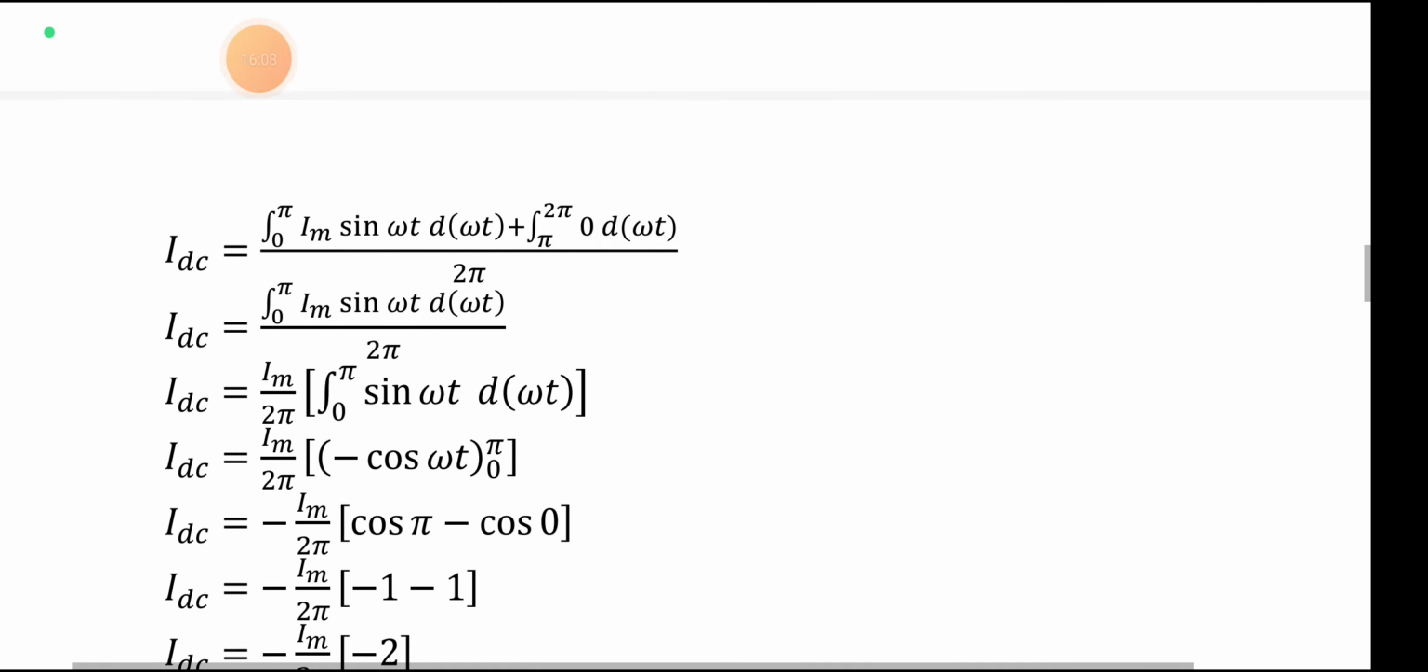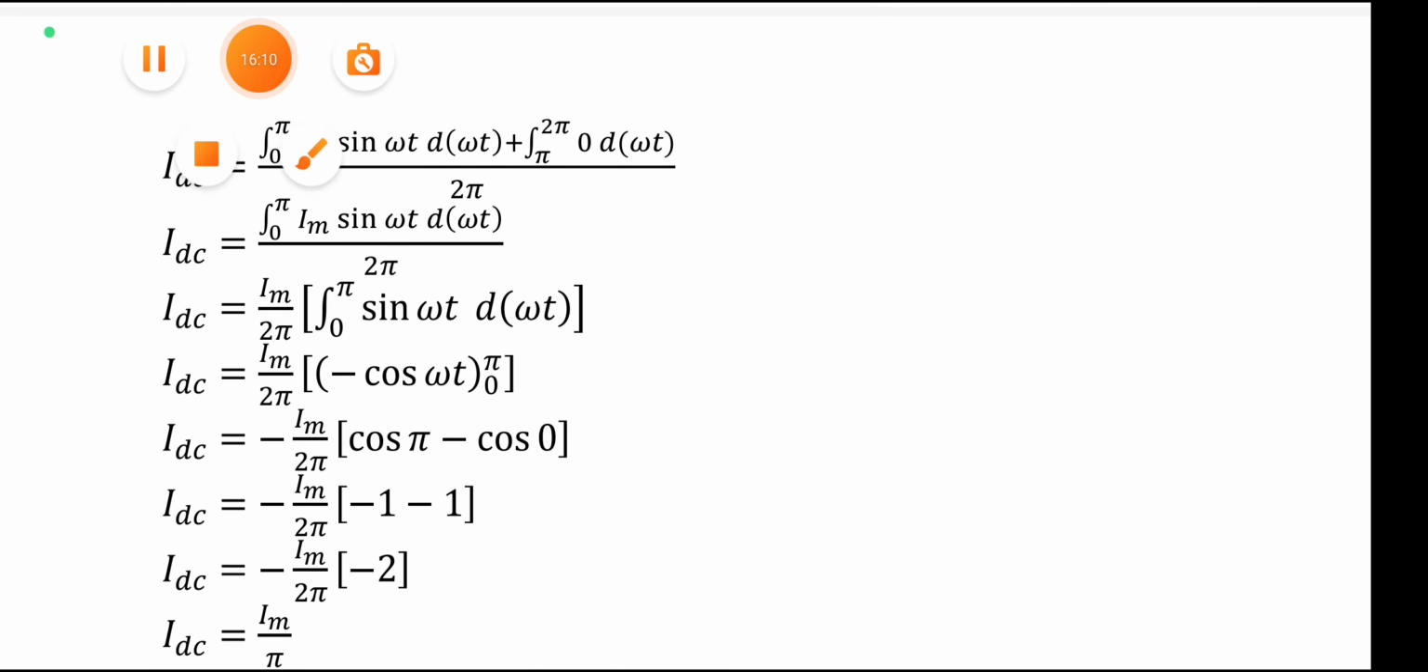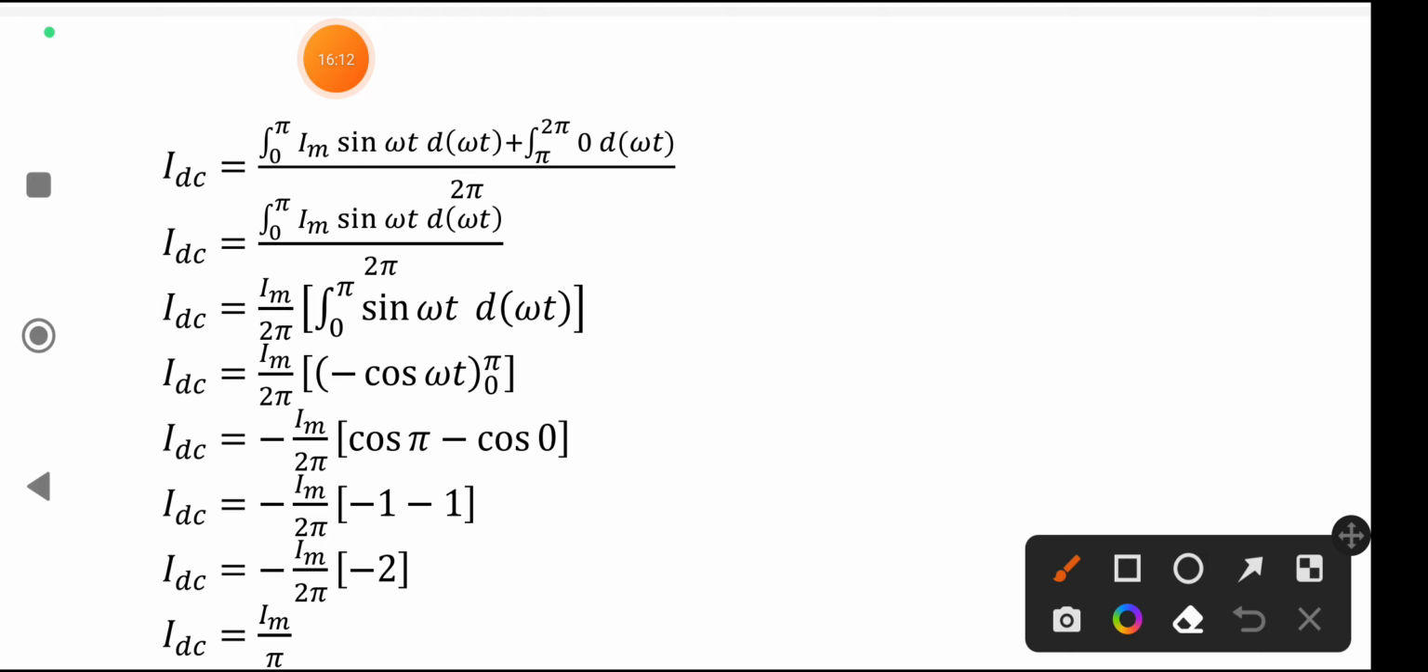And next, here the values are substituted and this becomes 0, so we get only 0 to pi.